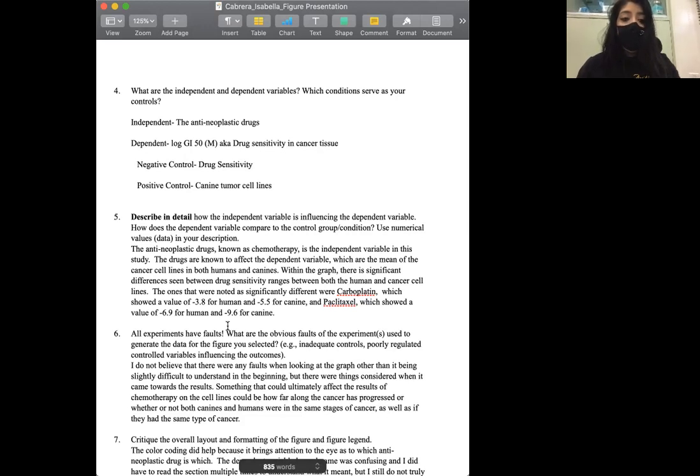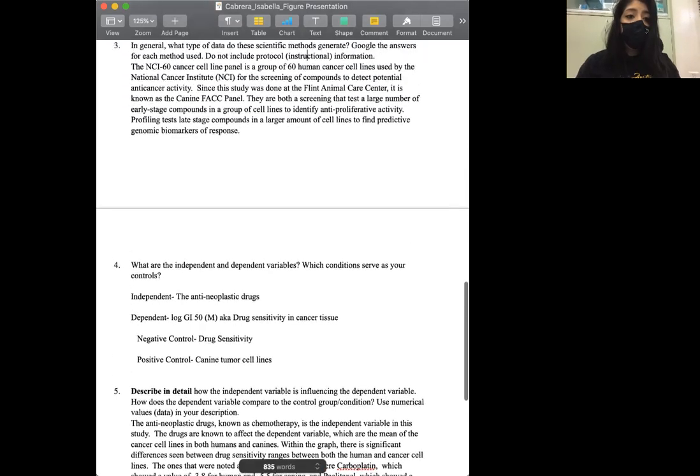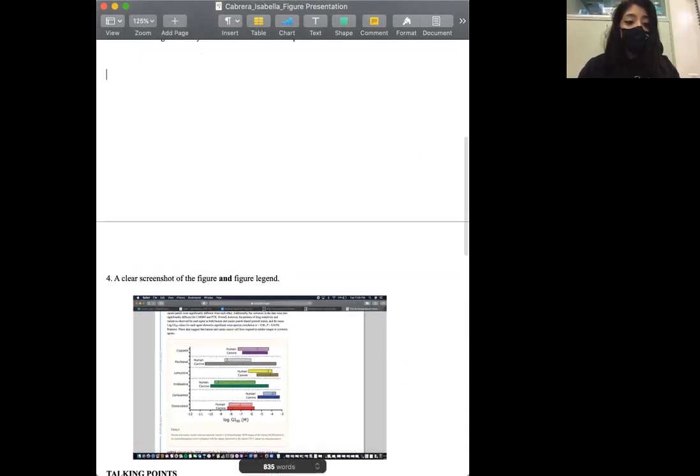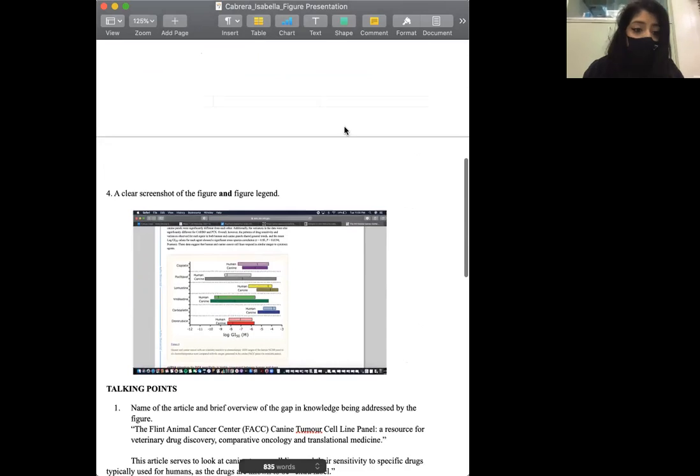So one of them was carboplatin, in which it showed a value of negative 3.8 for humans and negative 5.5 for canine. And paclitaxel, which showed a value of negative 6.9 for humans and negative 9.6 for canine. So when we go back up to my graph, we will be able to see the very distinct differences.